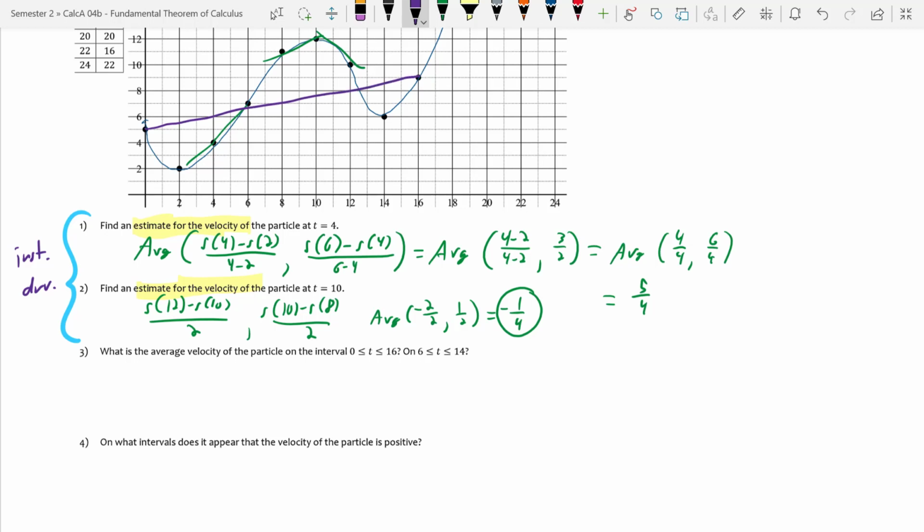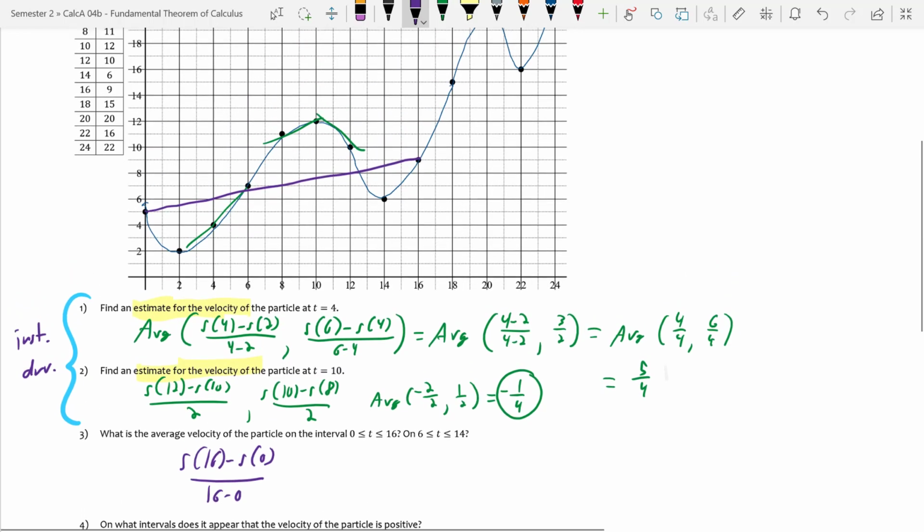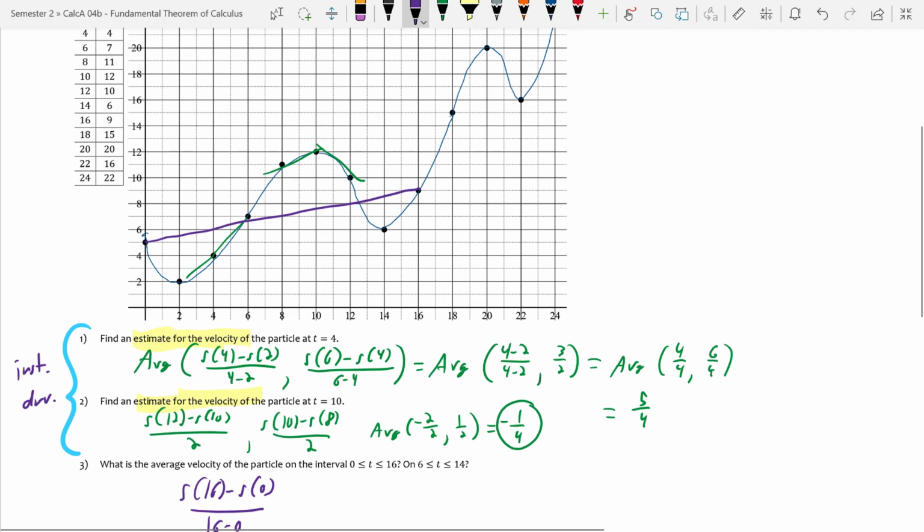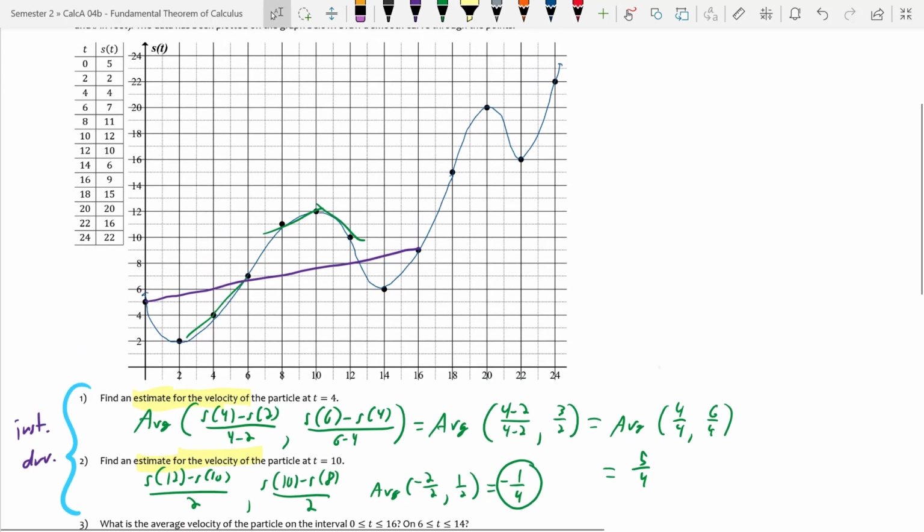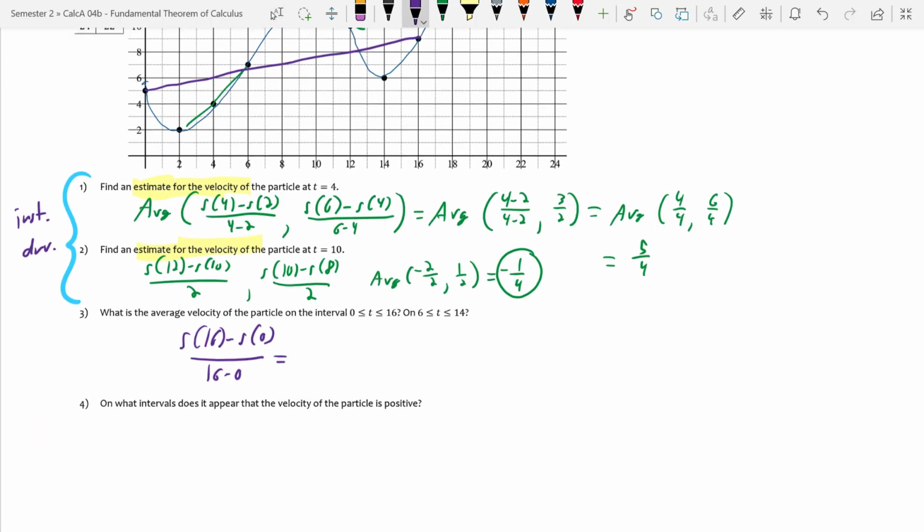So it's the slope of that purple line, and that's just going to be s of 16 minus s of 0 over 16 minus 0, which is 9 minus 5 over 16, or 1/4. And that would be the first part on 16, well, 6 to 14, same thing.